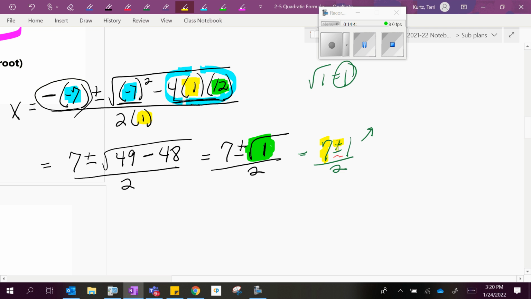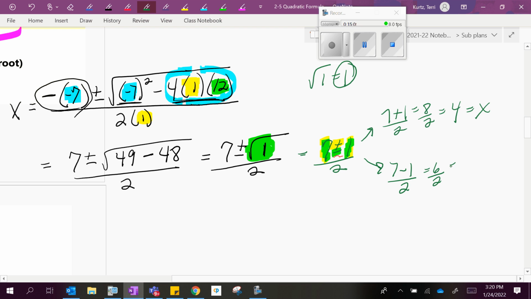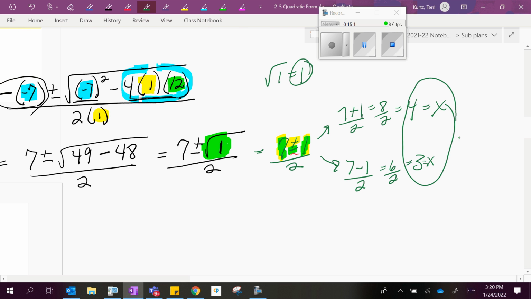So I'm going to say 7 plus 1 is 8 divided by 2, and I get the 4. So that's my first x-intercept. Then I'm going to use the low road. So I'm going to say 7 minus 1 over 2 gives me 6 over 2 gives me 3. So my answer here is x equals 3 and 4. Okay.